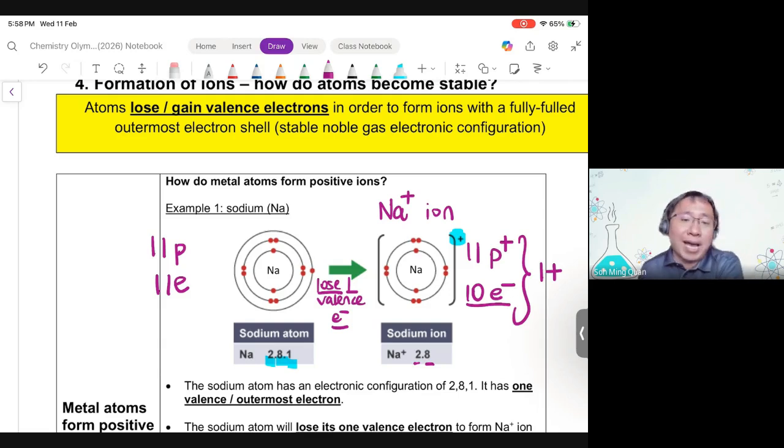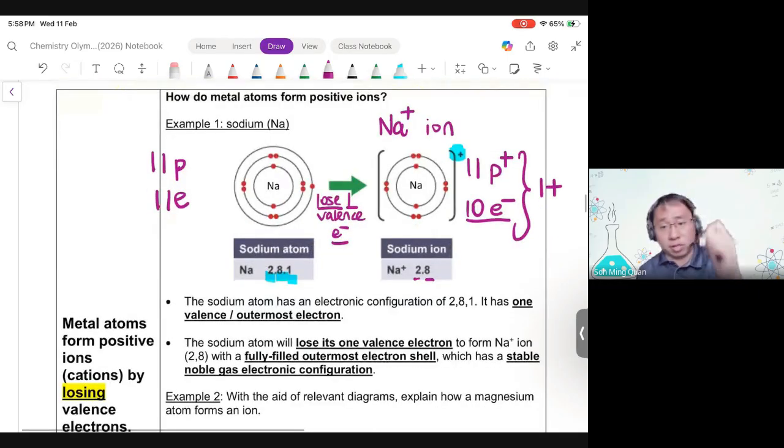Okay, so why has it formed a positive ion? Because the sodium atom has lost one valence electron. When you lose the negative electron, you will become positive. Okay, the analogy I always give, there are so many negative things in our life. If I lose the negative things, I become more positive. Exactly. If I lose one negative electron, I become positive.